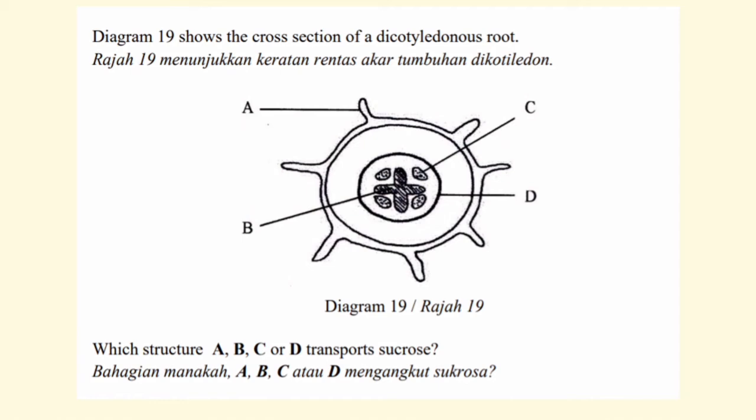Next, let's look at a similar question which they have altered a little bit. Diagram 19 shows the cross-section of a root. Again, which structure A, B, C or D transports sucrose? Sucrose is a sugar and sugar is transported by the phloem. Here, similar to just now, the structure of the phloem is the area that is smaller, not the T in the middle. The T in the middle is the xylem. Therefore, the answer is C.